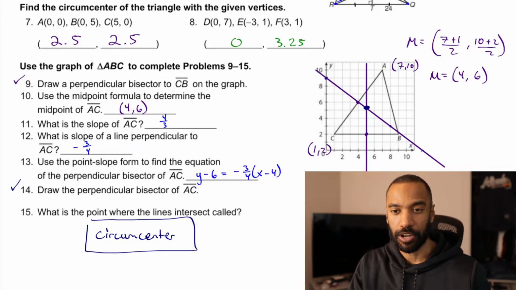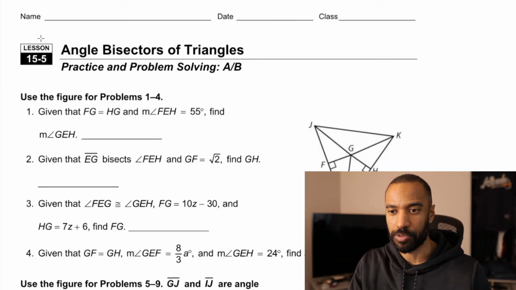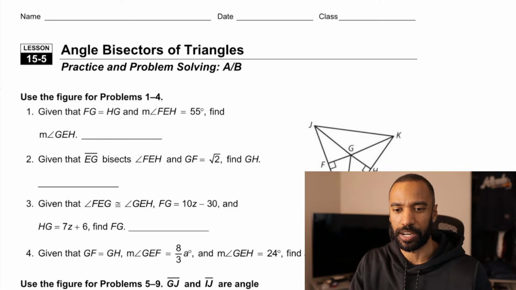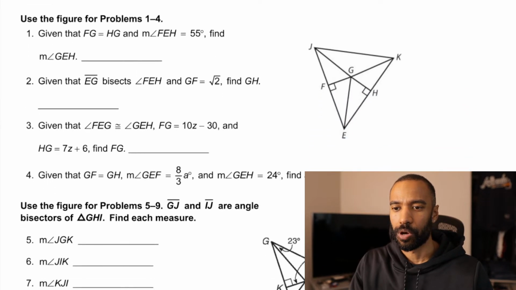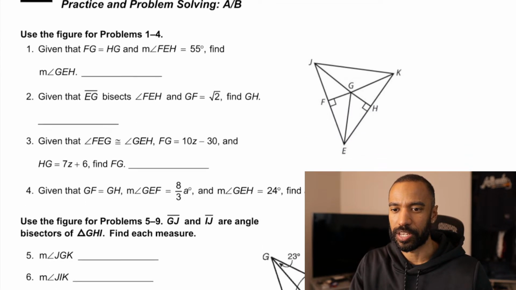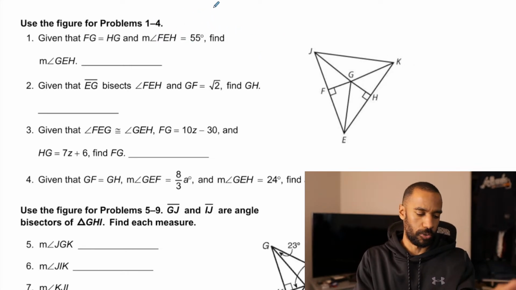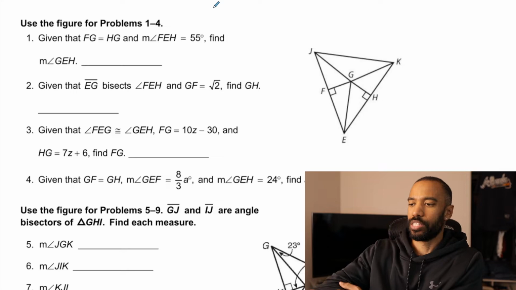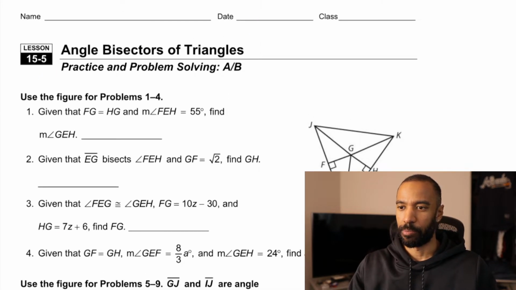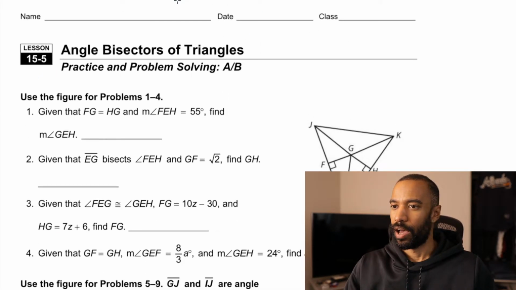Let's now move on to the angle bisector stuff, which still involves some triangles and something involving circles, but in a different way. So going straight into it right here, angle bisectors of triangles, given that FG is equal to HG. So, sorry, before I'm talking about that, let's start with a simple concept of angle bisector, just for one part, and then dive into the triangle.